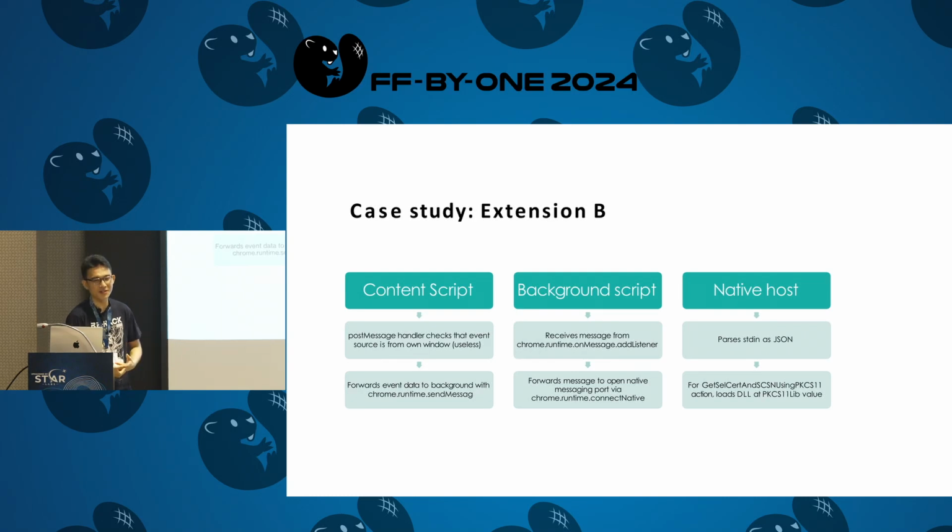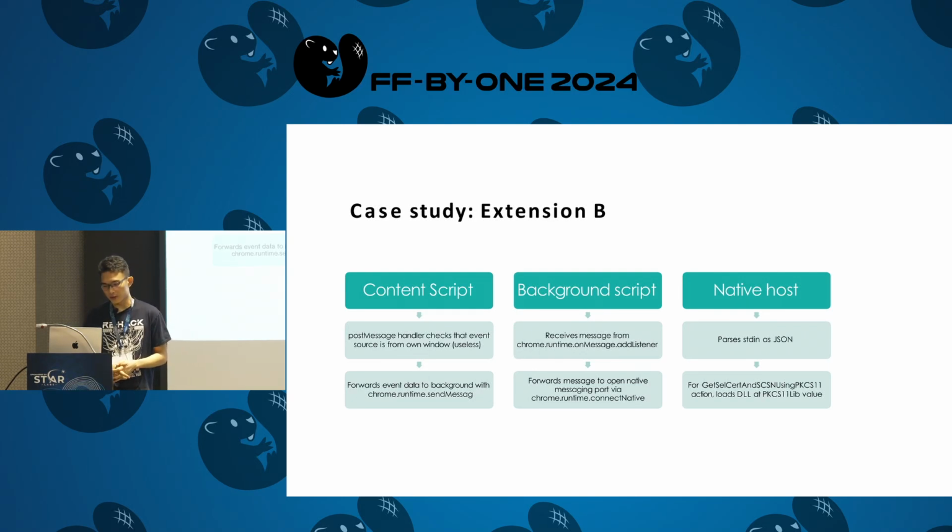They check whether the event source matches the existing window, which, as I mentioned earlier in this presentation, is useless, as once you have a wildcard matcher, the event source can be any page that you control. And so you can send a message to yourself, that's always going to pass the origin check. The second thing is that it forwards the event data to the background with the sendMessage API.